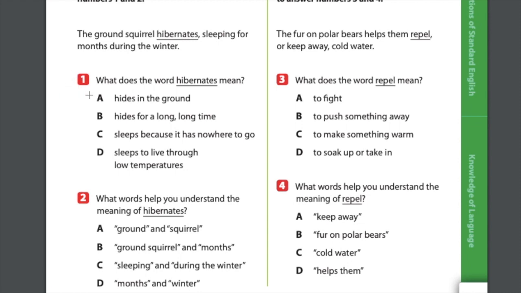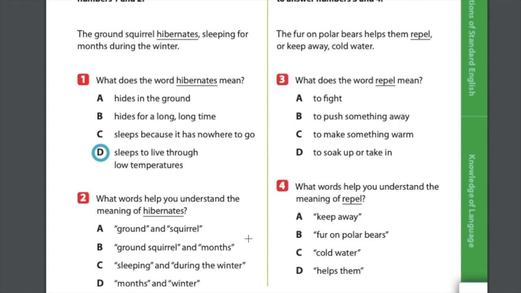Well, it gives us some choices. Hides in the ground, hides for a long time, sleeps because it has nowhere to go, and sleeps to live through low temperatures. Well, our sentence has the word sleeping in it, so it's not just hiding. It must be C or D. Because there's nowhere to go to live through low temperatures, winter we know is associated with cold. So our best answer for this one is D. Sleeps to live through low temperatures.